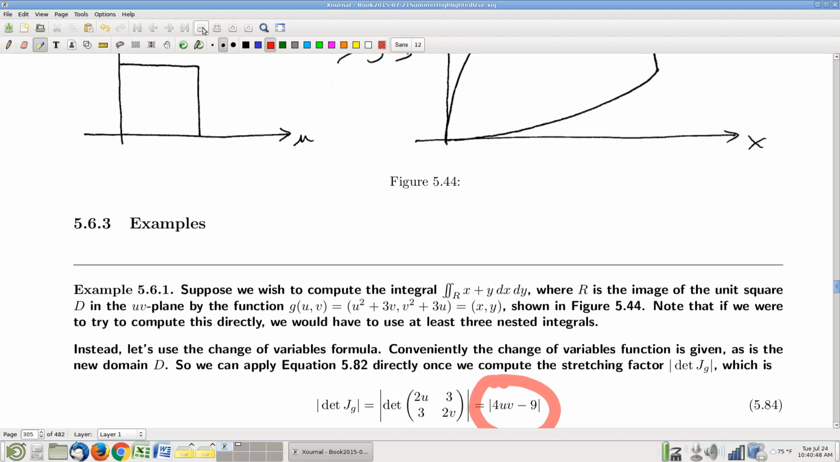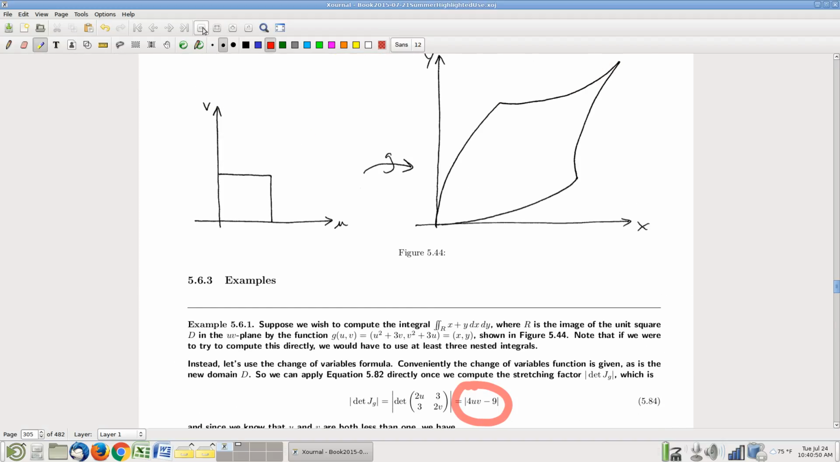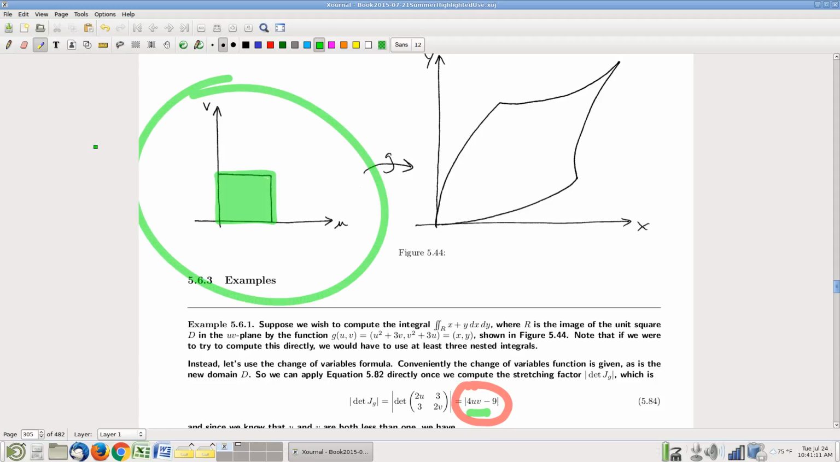Now, I have to zoom out to fit this all on, but 4uv minus 9. What can I understand about 4uv minus 9? Well, don't forget where u and v are. U and v are the coordinates of points in this box, in our unit square, because that's where our new domain is.